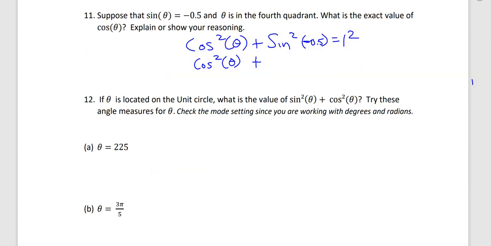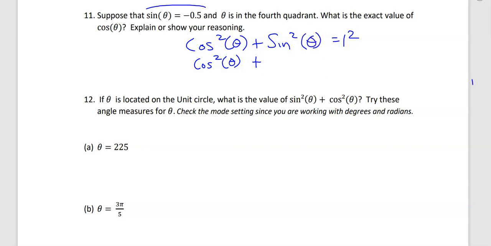Alright, so I got the problem started. We're looking now at x is cosine, y is sine. So x squared plus y squared equals r squared. So we're looking at the Pythagorean theorem. So it's cosine squared theta plus sine squared theta, which is negative 0.5, and a negative 1.